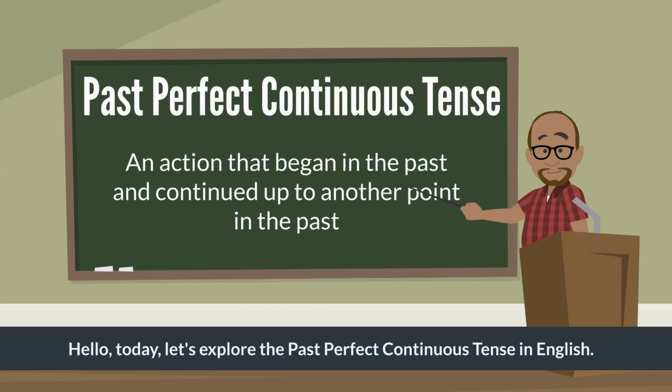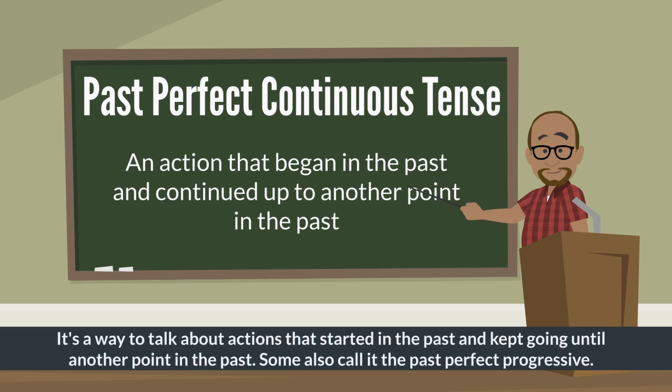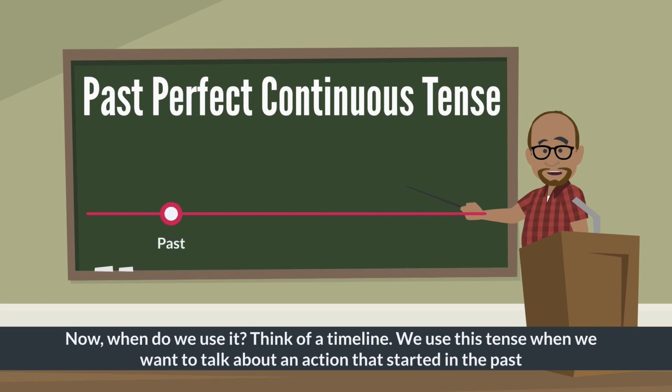Hello, today, let's explore the past perfect continuous tense in English. It's a way to talk about actions that started in the past and kept going until another point in the past. Some also call it the past perfect progressive. Now, when do we use it?